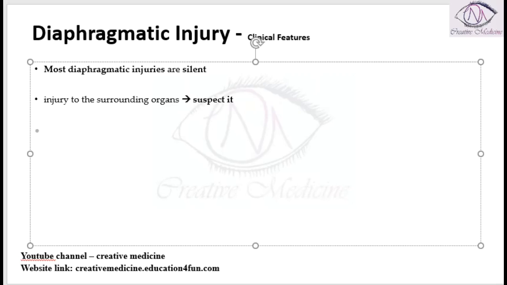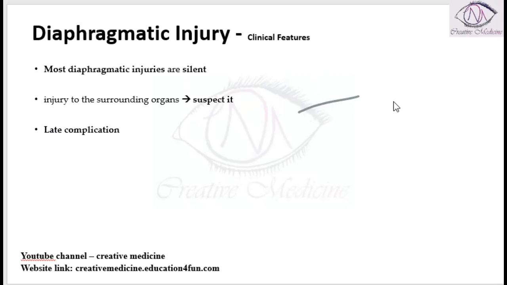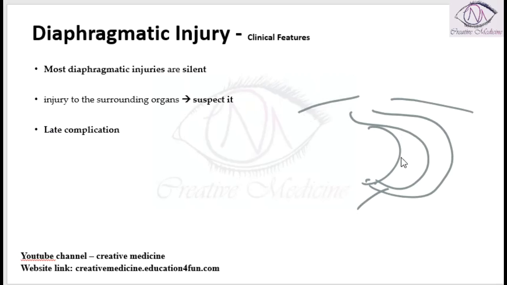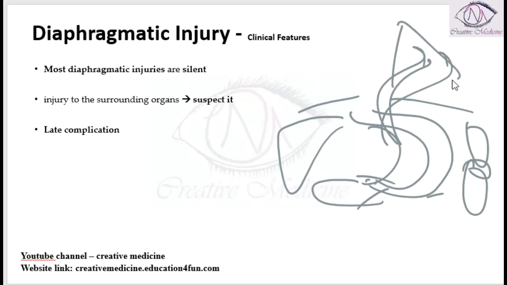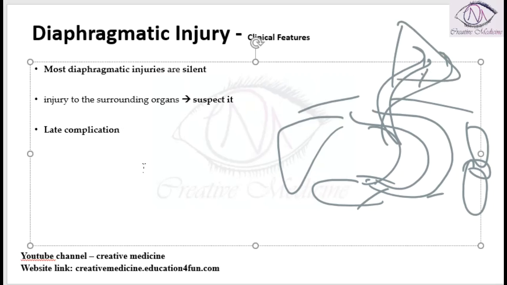So the late complications are because of the injury to the diaphragm. Whenever there is injury to the diaphragm, the stomach, liver, spleen, kidney, adrenals, or any organ which is present in the abdomen can herniate, reaching the thorax and compressing the lungs and thoracic structures. So the late complication of diaphragmatic injury is herniation of abdominal contents into the chest.